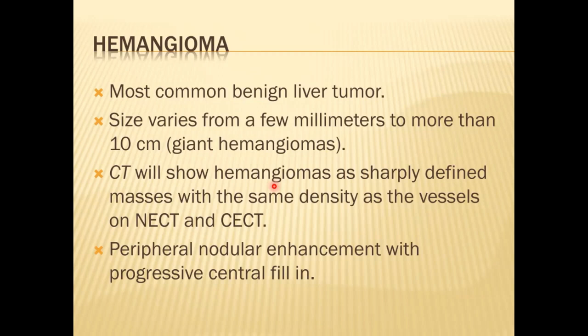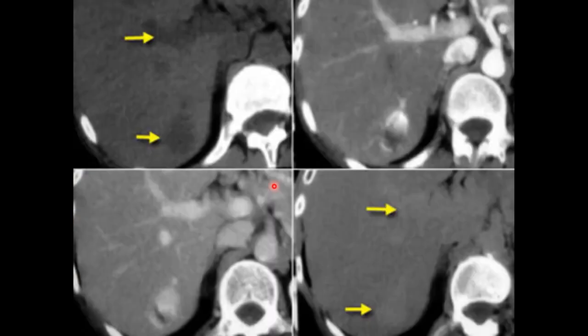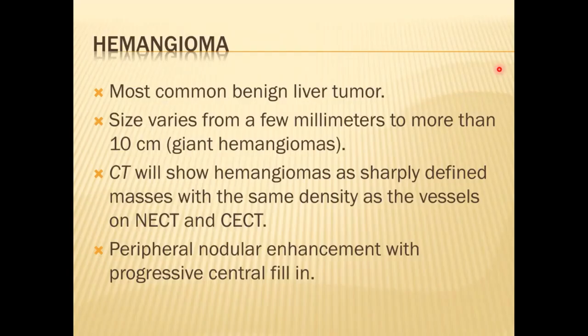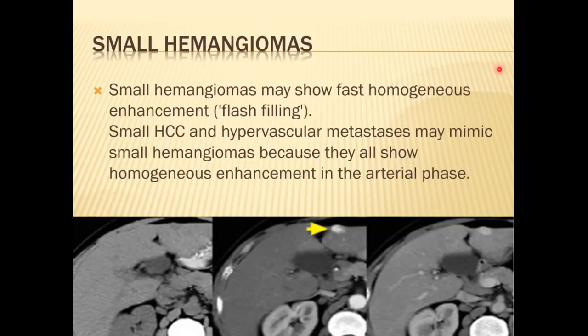On CT scan, the hemangiomas are sharply defined masses with the same density as the vessels on non-enhanced and contrast enhanced CT. As we can see, the density of this lesion is the same as the aorta's density, and on the arterial phase, the peripheral nodular enhancement has the same density as the aorta. Hemangiomas give peripheral nodular enhancement with progressive centripetal fill-in.